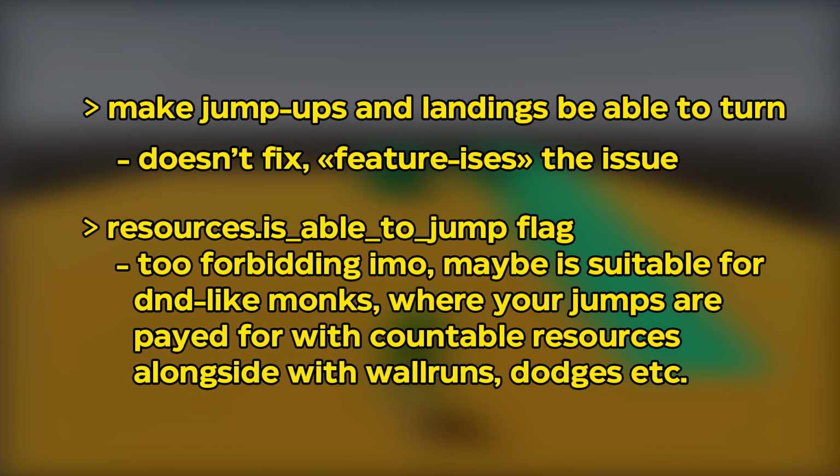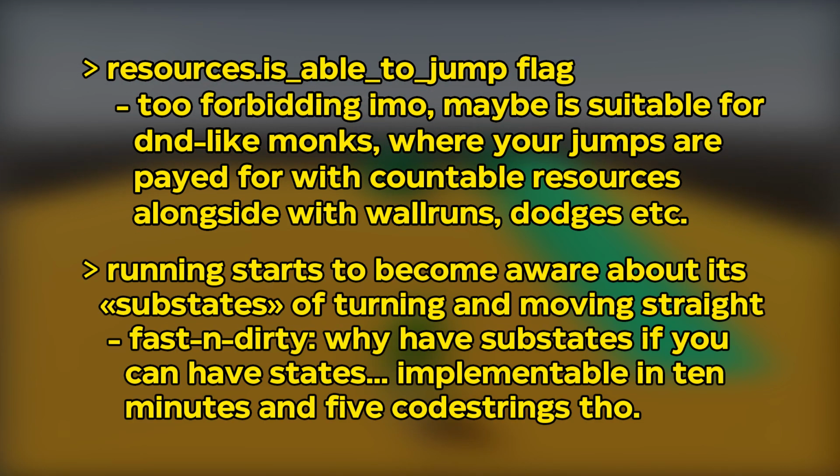You can straight up forbid jumping for some cooldown after the landing by creating a flag, able to jump, in the resources and validating input with it. Or, if it's too nuclear, you can have a flag for turning in your running state. This way the running state knows if it's turning in the frame or not. Then you can just forbid jumping during the turn aspect of the running state.